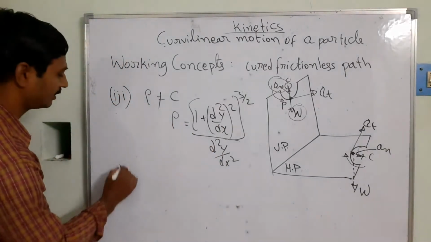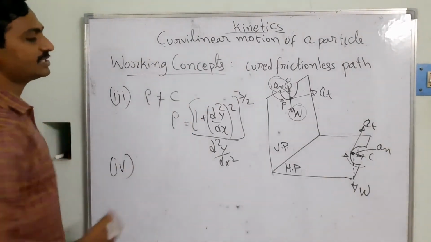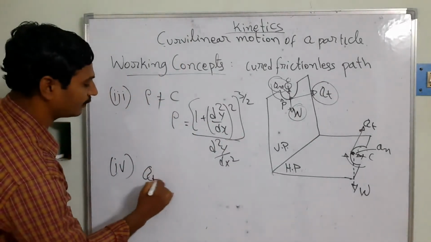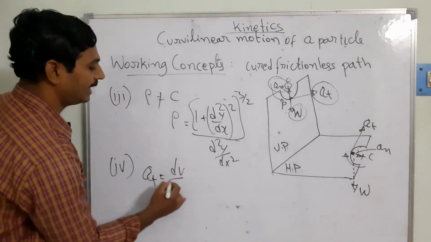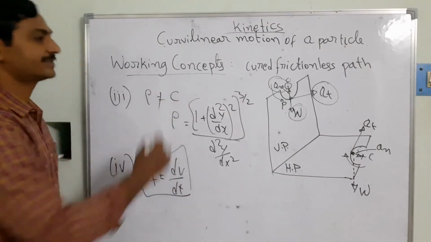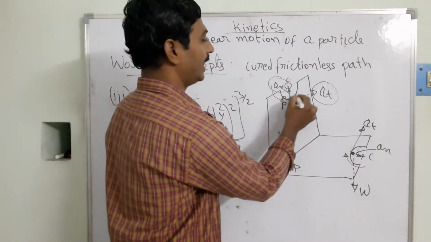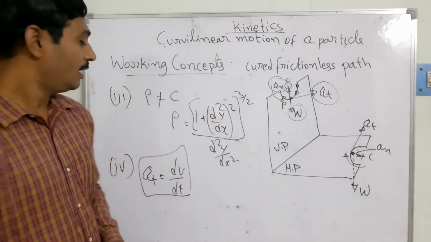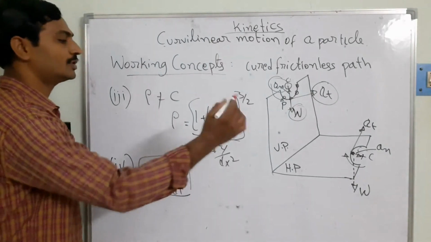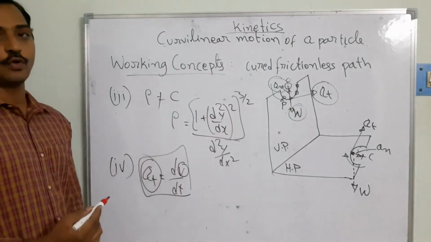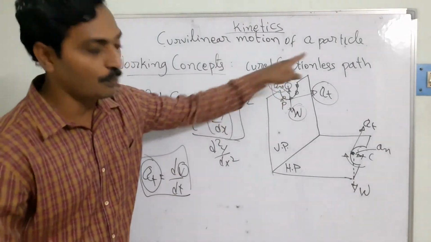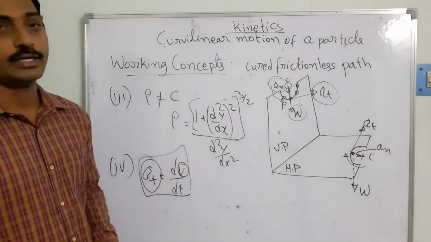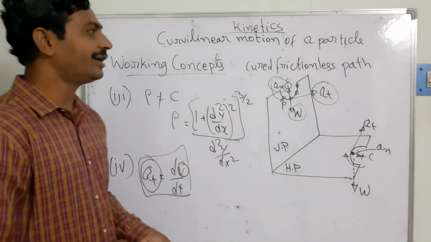What is the last one? The fourth working concept. We are going to be talking about the AT. AT is equal to dV by dt. At any instant of time, we can calculate the tangential acceleration. So if the velocity is going to be constant throughout the system, then AT will be 0. If velocity is varying from point to point, then we are going to get the tangential component. So these are the different working concepts we have discussed.